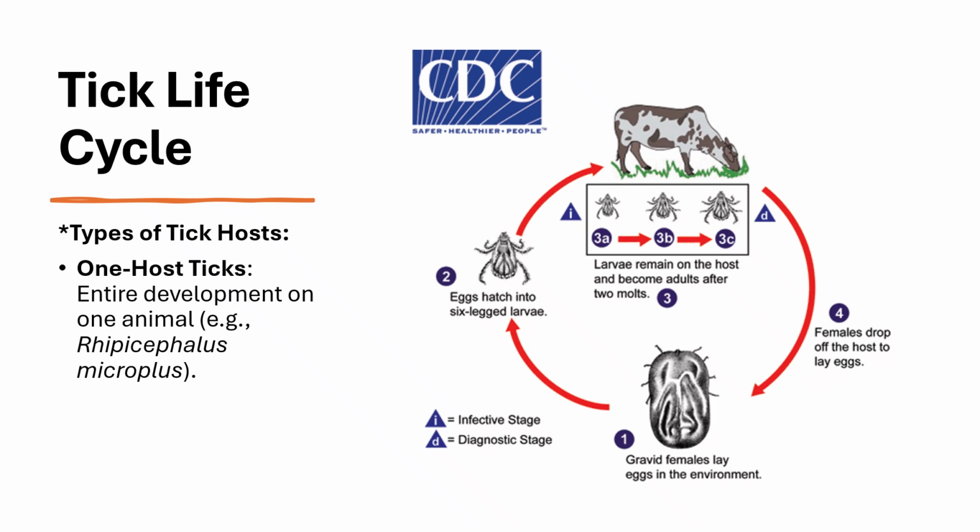In terms of the life cycle, the ticks can be classified into either one host, two host or three host ticks. For the one host ticks, the entire development takes place on one animal. An example of this is Rhipicephalus microplus. In this diagram, this is an example of a one host engorged tick. The larvae will remain on the host and become adults. So the larvae will molt into nymph, and the nymph will molt into adult, in one host. So that is an example of a one host tick.